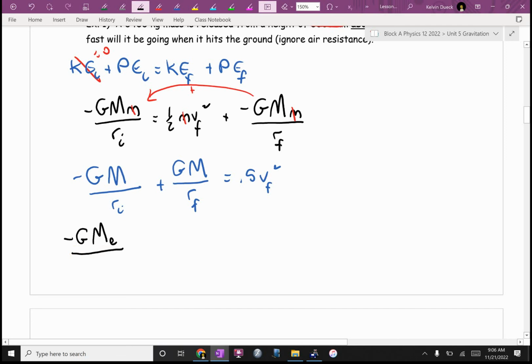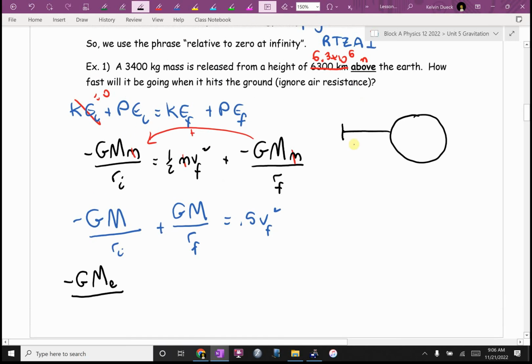What's my initial radius? Well, if we imagine what's going on here, here's the Earth. This right here is the 6.3 times 10 to the 6th meters. It's an altitude. I want a radius. How can I figure out the total distance from the center of the Earth if you give me the distance above the surface of the Earth? Sarah?